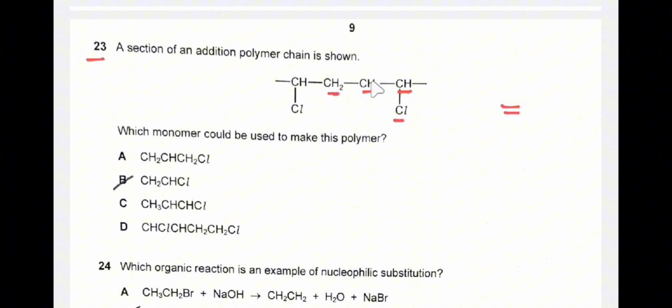So here we can see that if we just break this bond, the double bond forms, and these are the repeat unit. So the actual formula is CH2CHCl, that is B.